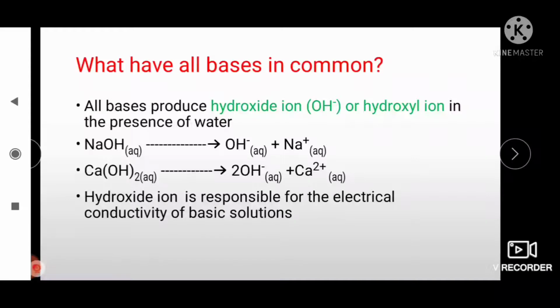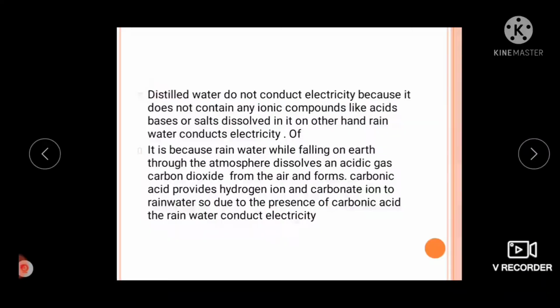Hydrogen ion is responsible for the electrical conductivity of acidic solutions. In the case of base, hydroxide ion is responsible for the electrical conductivity of basic solution.